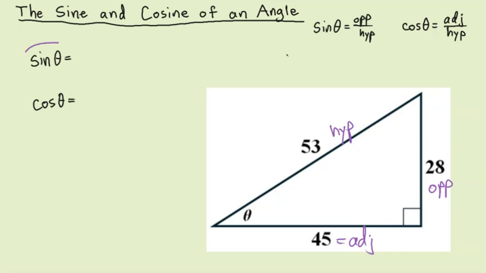And so if we want sine, we're going to do opposite divided by hypotenuse. Opposite is 28, hypotenuse is 53, so it's going to be 28 over 53. Cosine is adjacent divided by hypotenuse. That's 45 divided by 53. And that's it. That is the sine and cosine of the angle.